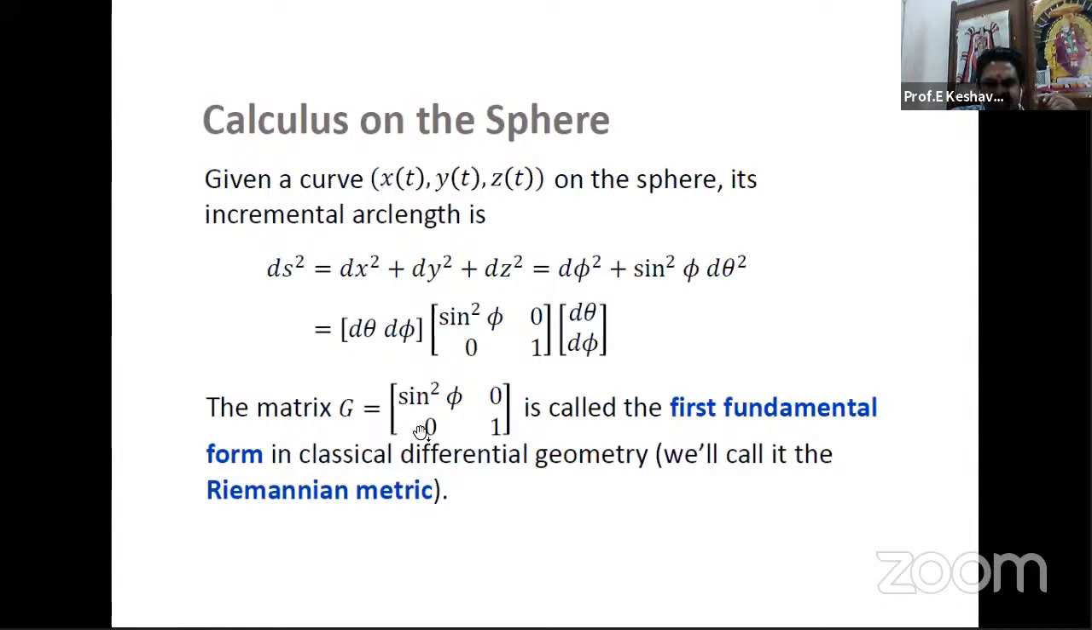So the matrix G is called the first fundamental form in classical differential geometry, and we call it the Riemannian matrix. Here comes a picture of the Riemannian matrix in classical differential geometry. For the first fundamental form, the matrix G, we are going to say sine squared phi, 0, 0, and 1. This is called the first fundamental form in classical differential geometry, and we call it the Riemannian matrix.